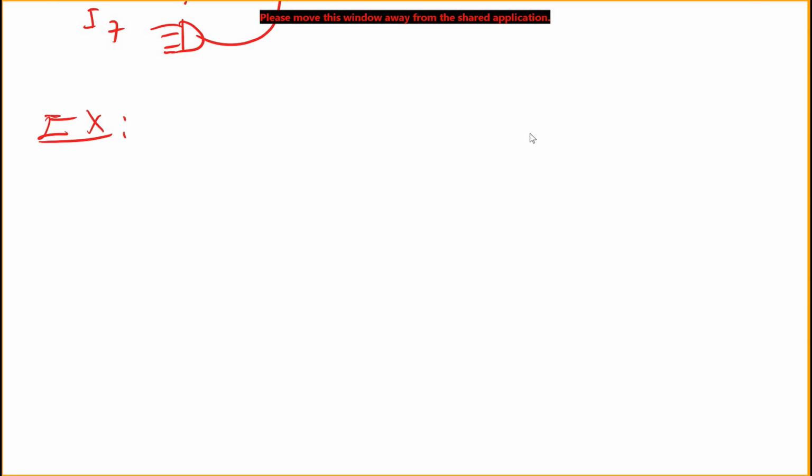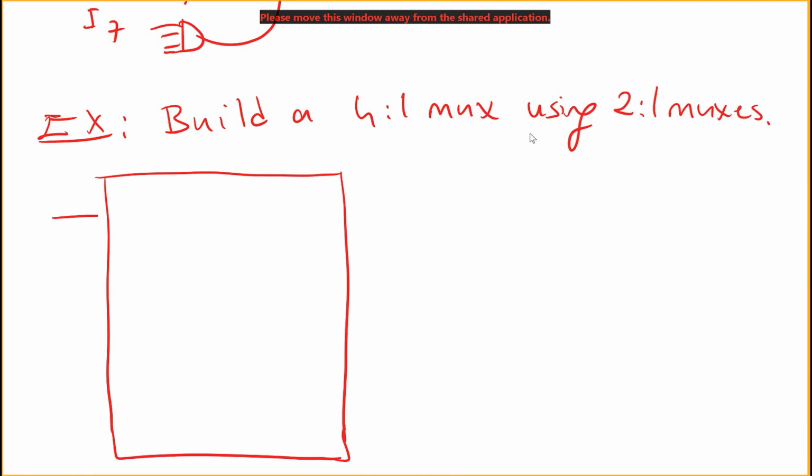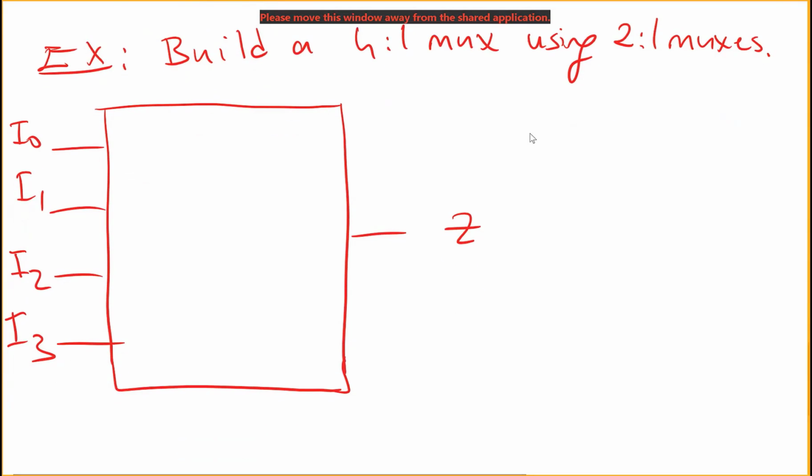So we can build larger muxes using smaller muxes. In this case we are asked to build a 4 to 1 mux using 2 to 1 muxes. So I need to implement a 4 to 1 mux. I will have these 4 inputs, let's say I0, I1, I2 and I3, and this is Z, and I will have this S1 and S0.